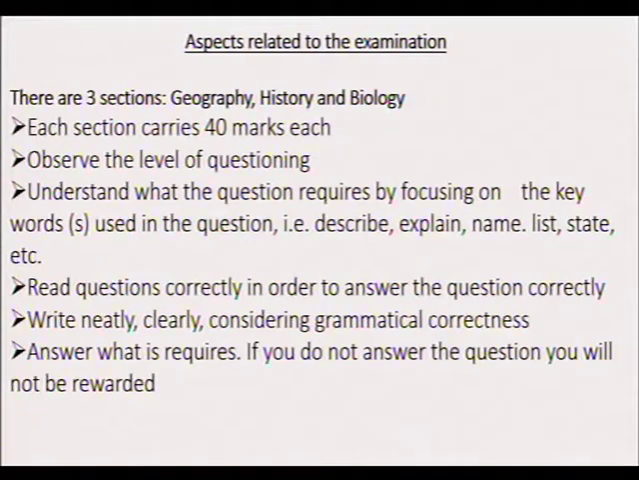As you know, there are three sections, which are geography, history, and biology. In the examination, each of these sections carries 40 marks, and the 40 marks are then subdivided into different questions with different marks, giving you a total of 40 for each section. What is important for you to observe in the examination is the level of questioning. I'm sure that by now you are familiar with what I mean by the level of questioning.